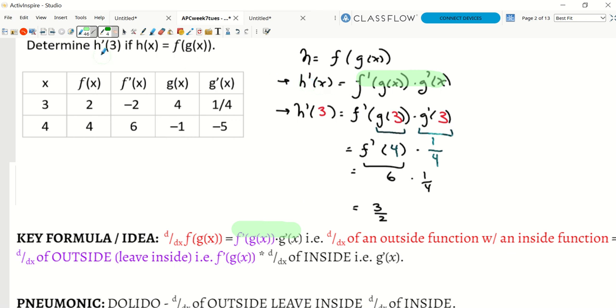Now what it's saying is find h prime of 3. That means anywhere you see an x, you put a 3. So that's why the red 3's exist. Now, g of 3, or as I like to call it, g regular 3, is 4. g prime of 3 is 1/4. Now we have f prime of 4. f prime of 4 is 6. 6 times 1/4 is 3/2.